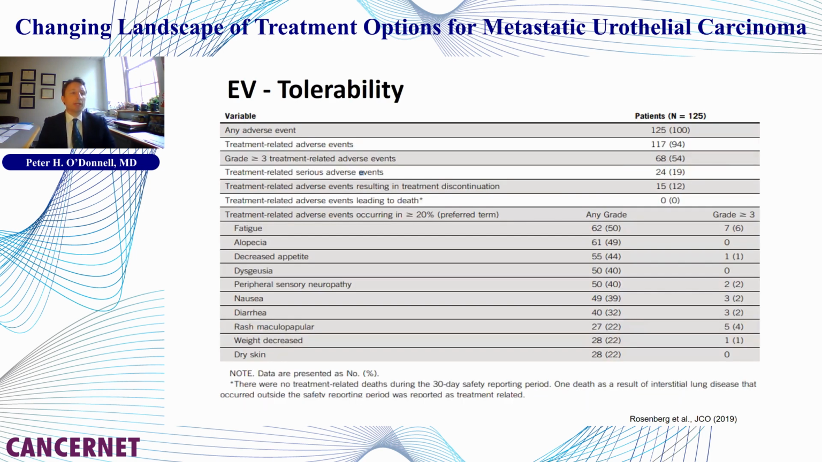So let's talk about tolerability. Obviously, the drug had very exciting efficacy data, but we have to be able to give this to patients in a way that's safe. And so this describes, again, the tolerability data from the 125 patients published in the JCO article from the EV-201 study. I'll highlight a few of these points here. So the number of individuals that had grade 3 or greater treatment-related adverse events was about half of the population.